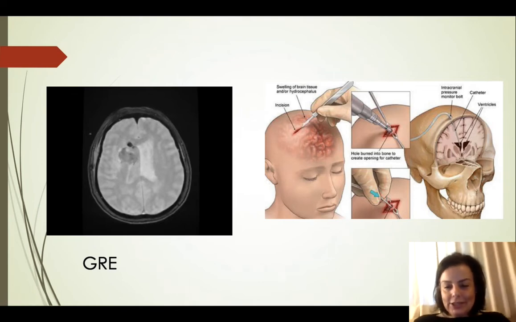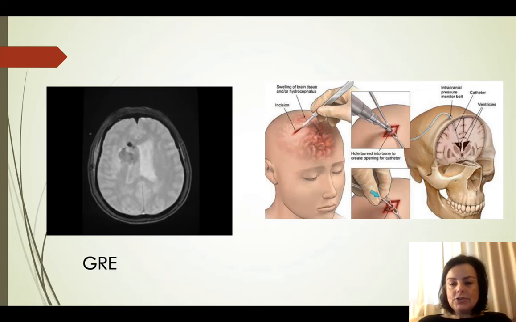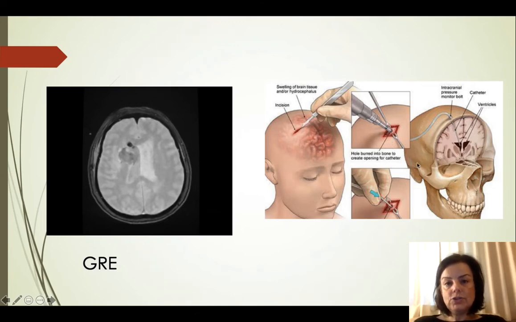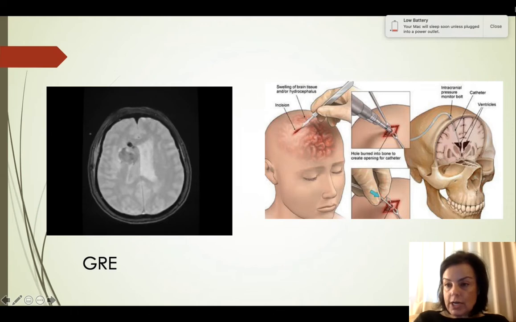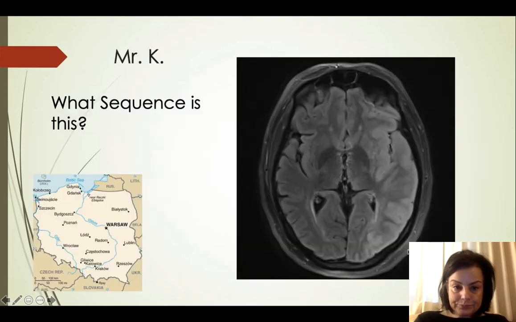Why did I put this here? Well, you remember, she had a lot of blood in her ventricles, and so she is at risk for hydrocephalus, and she did indeed require this procedure. This is a ventriculostomy, can be done at the bedside, but basically this is how the surgeons insert a drain into the ventricles to manage hydrocephalus.